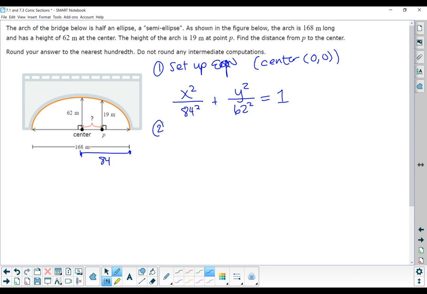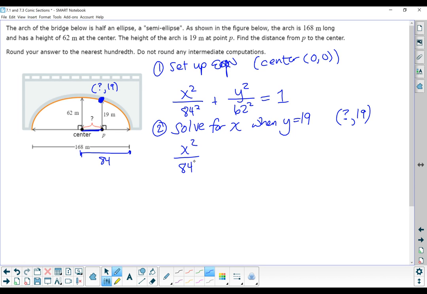Now we're going to solve. The number we're interested in is this distance here. So if I think about this point on the edge of the ellipse, that occurs at, we don't know which x value, but the y value is 19. So we're going to solve for x when y is equal to 19, because the point involved in this problem is a height of 19. So if we substitute 19 in for y, then we're going to solve for x.